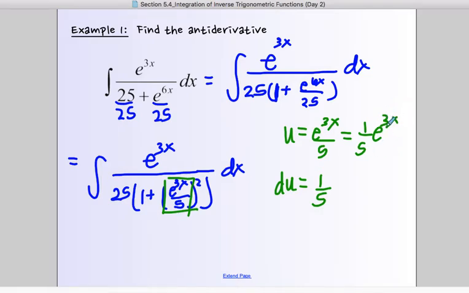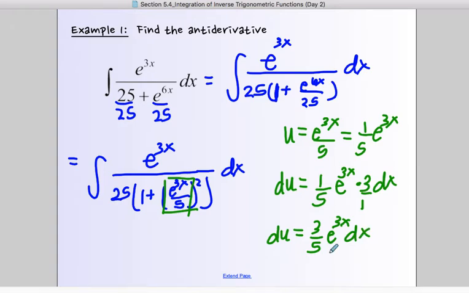The derivative of the outside is e to the x, so that will stay e with the original inside, times the derivative of the inside, so times the derivative of 3x, which is 3 dx. So what I have is du is really equal to 1 times 3, which is 3 over 5 e to the 3x dx.